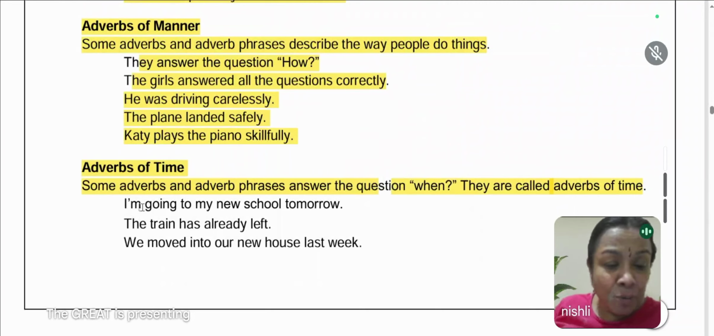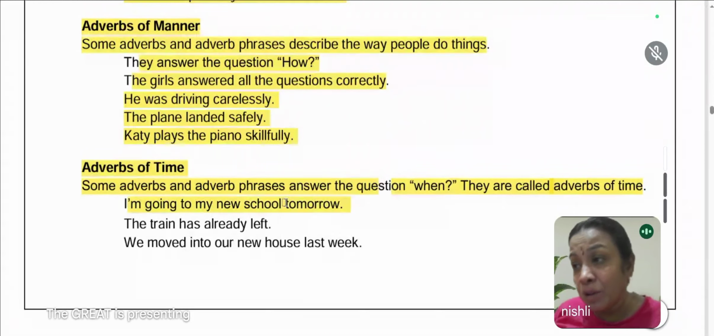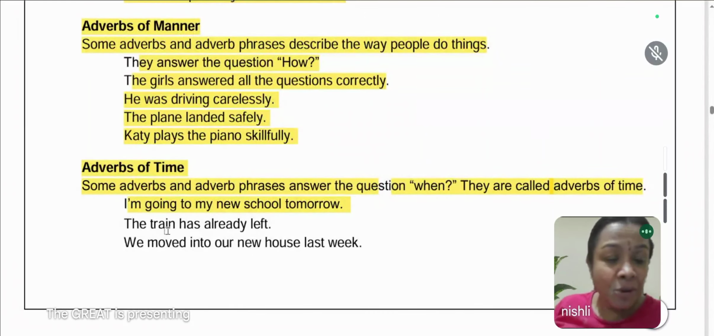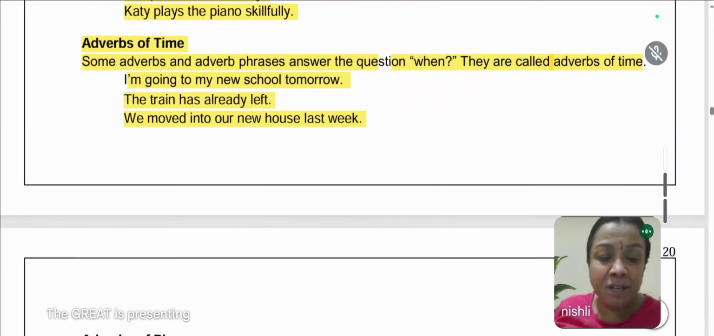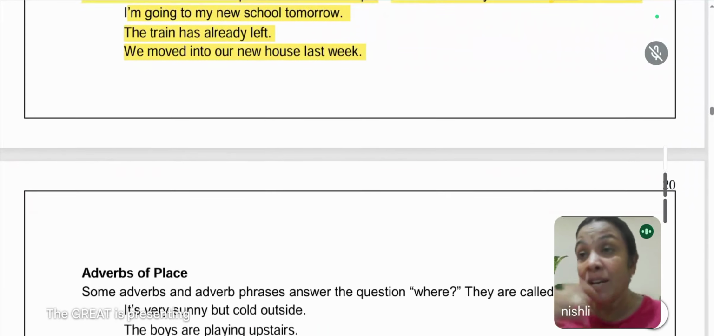I am going to my new school tomorrow. When are you going to your new school? Tomorrow. Next is the train has already left. So when did the train leave? It already left. We moved into a new house last week. So when did you move into your new house? Last week. So you have to ask the question when.